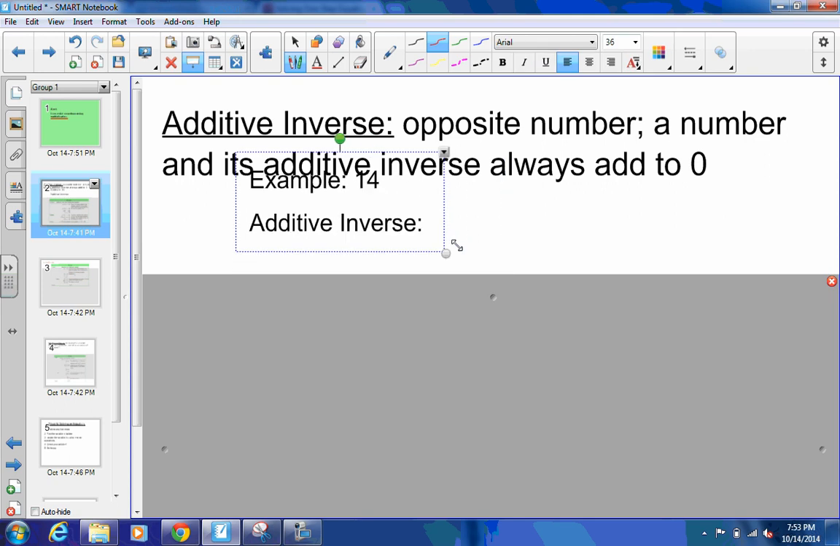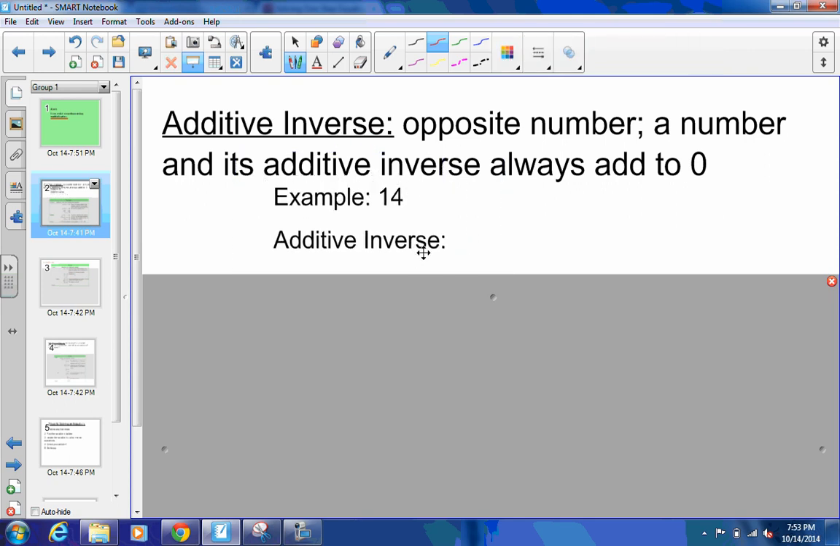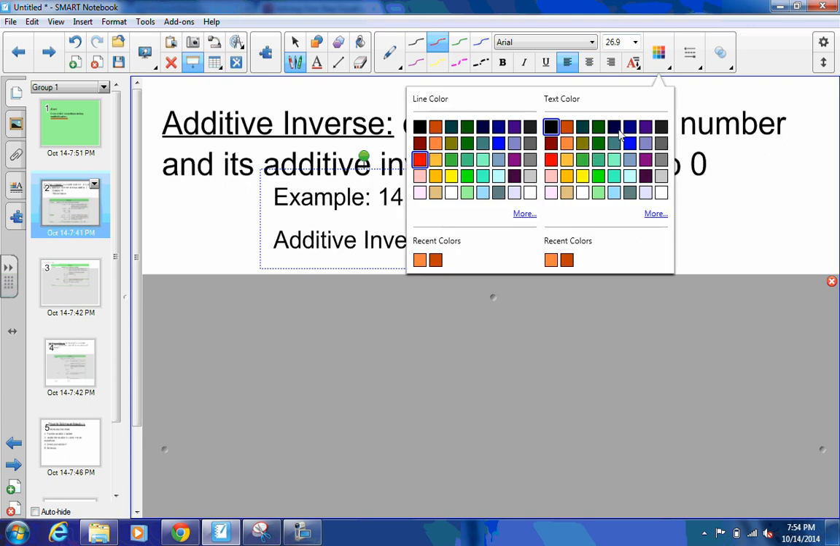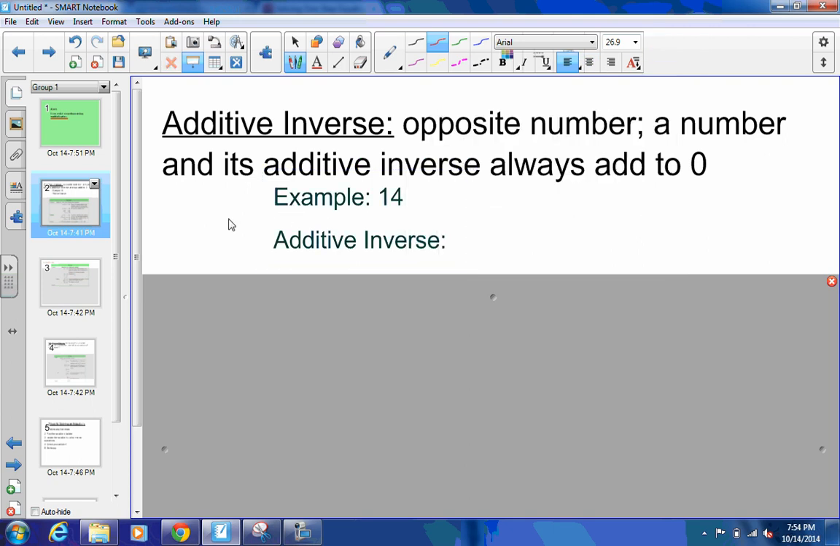Remember, it is the opposite number, and the neat thing is, they always add up to 0. So the additive inverse for 14 would be negative 14, because 14 and negative 14 add up to 0. If you look at the number line, 14, and then you add negative 14, that's going back 14 all the way to 0. It's basically the opposite number. In just a little bit, we're going to talk about the multiplicative inverse, but I wanted to review this one and show you how they're actually different.